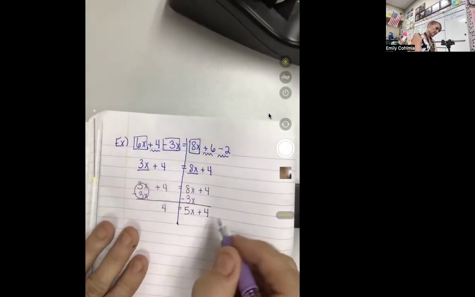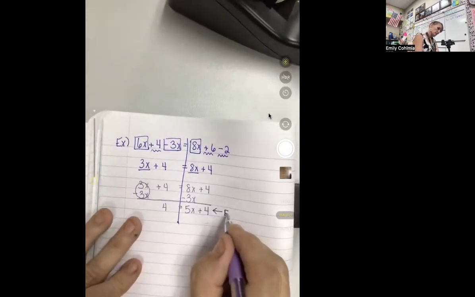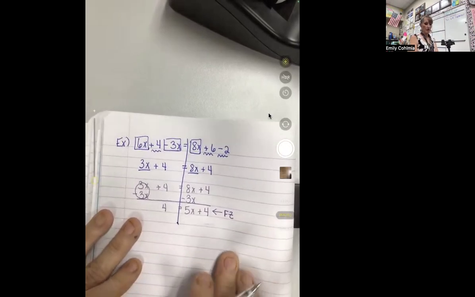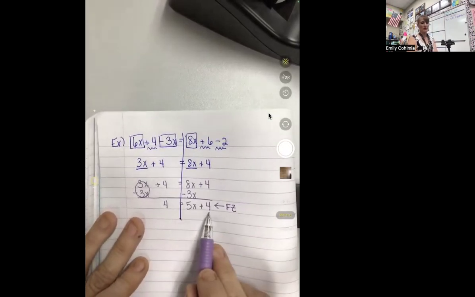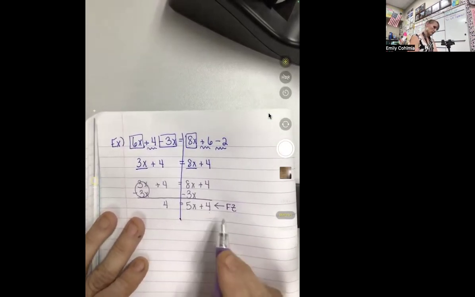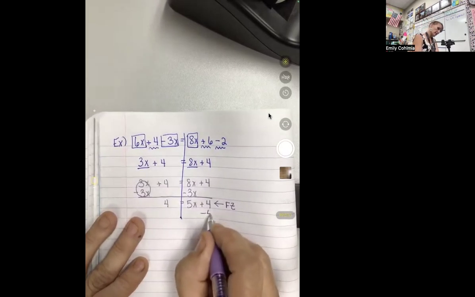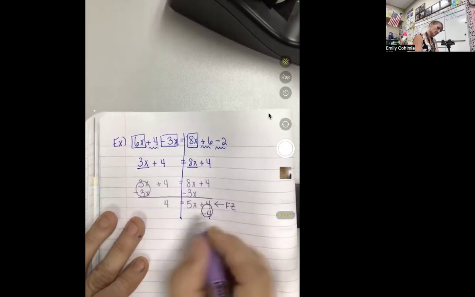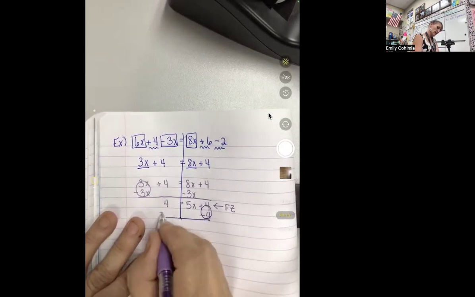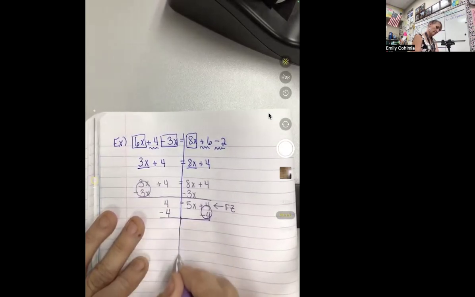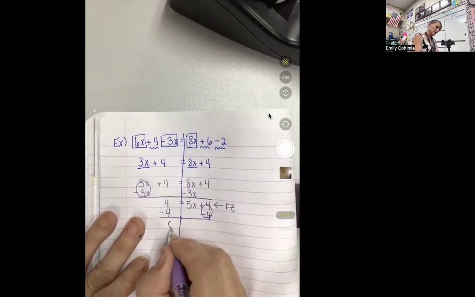And now we have a friend zone. So here's our friend zone. So we have our besties and our not so best friend. We're going to get rid of our not so best friend first. So he's positive 4. We're going to get rid of him with a negative 4. We're going to make that a big 0. Whatever I do to one side, I have to do to the other side. And 4 minus 4 is 0.